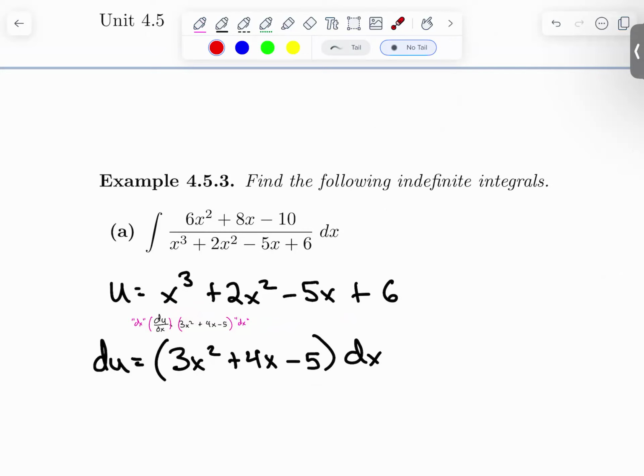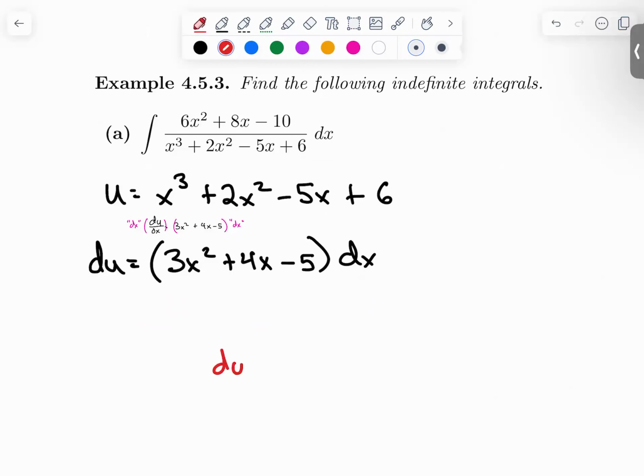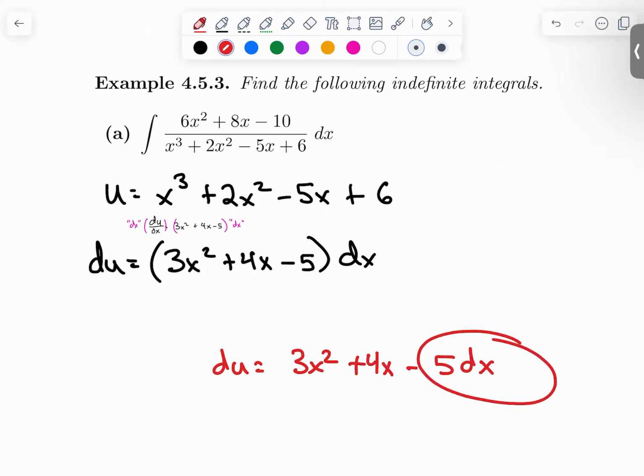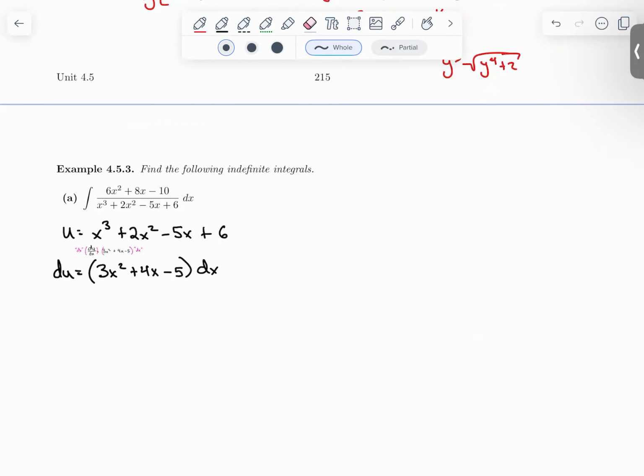It breaks my heart. I've seen it happen so many times where students will write this instead. So don't write this down. This is not correct. But I'll see students write down du is equal to 3x squared plus 4x minus 5 dx. And then they'll try and solve for dx there. And that will get you into a world of hurt. That's hyperbole right there. You're not going to be hurt because of that. Mentally anguished maybe, but not actually physically hurt. Unless I'm there and I can bop you on the head like a bad dog, bad student.